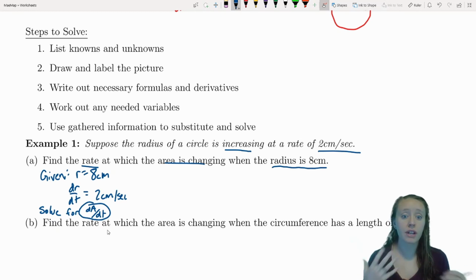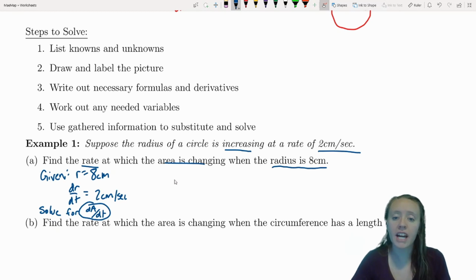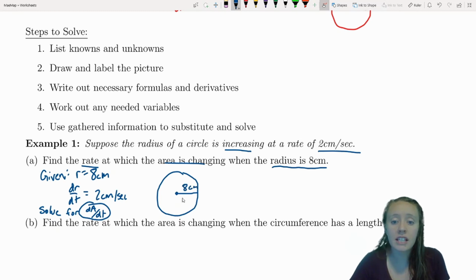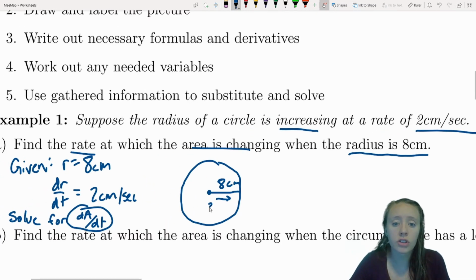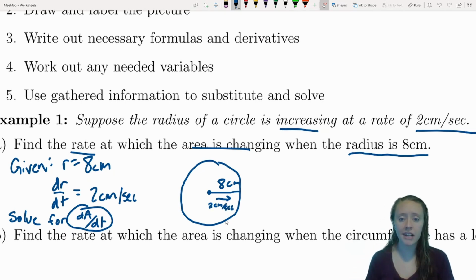Let's go ahead and draw and label a picture. If I have some circle, writing my information down, I know that at the specific point in time that I'm looking for the rate the area is changing, my radius is equal to 8 centimeters. But I also know that this is increasing, let me zoom in, at 2 centimeters per second. So not only is my radius equal to 8 centimeters, but I know that it's changing at 2 centimeters per second. It is growing, so increasing, a positive.